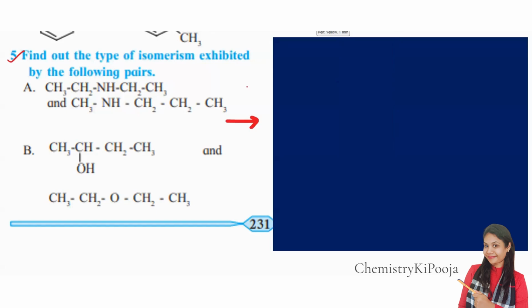Proceeding ahead with the next question, find out the type of isomerism exhibited by the following pairs. Now we have been given two questions. We need to find out what type of isomerism they show. Now how many types of isomerism have we studied? We have studied a total of 4 types of isomerism.